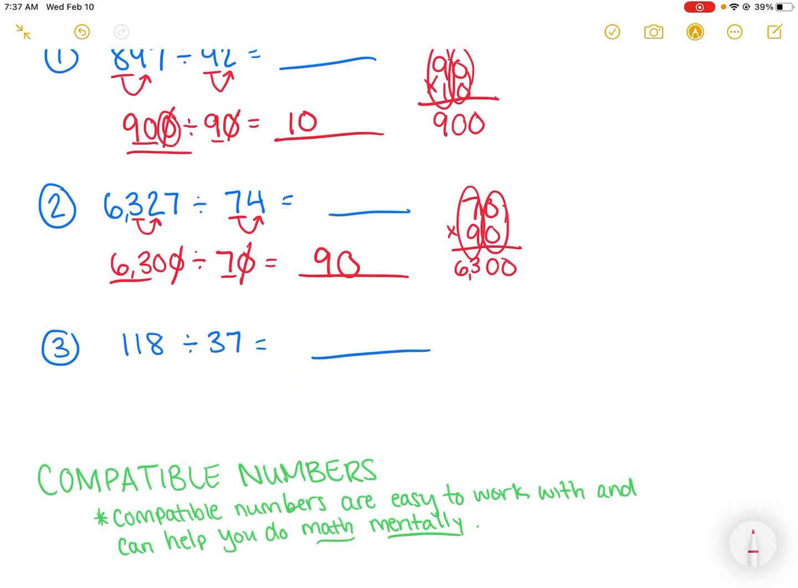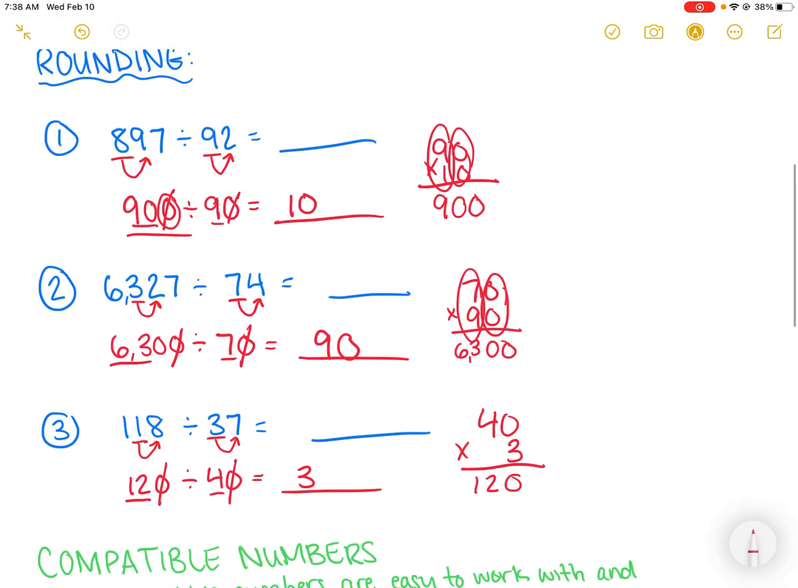Finally, we have number 3, which is 118 divided by 37. I'm going to round 118 to the nearest 10. So my answer will be 120. And I'm going to round 37 also to the nearest 10. So that'll bring me to 40. Now first look at your basic facts of 12 divided by 4, which will give you 3. Cross out your zeros. I have no zeros left over for my answer. So that means my answer is just 3. And again, you could check by doing 40 times 3, and your answer is 120.